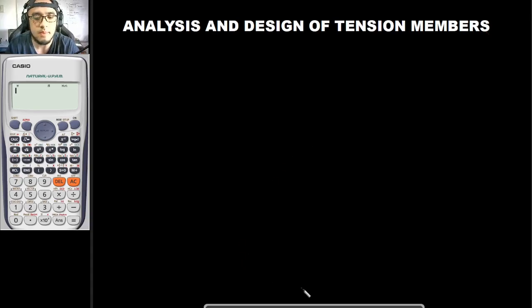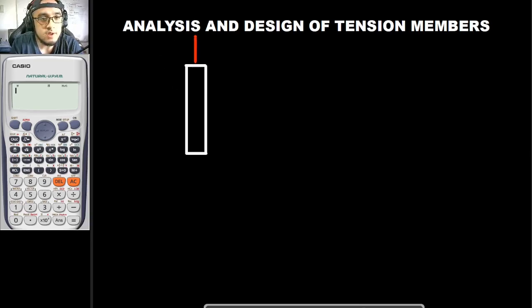So let's pretend that we have a certain structural member, and let's say that this structural member is a compression member. So let's say that this is your compression member. It means that it is subjected to compressive loads. So let's say that this is your compressive load P.